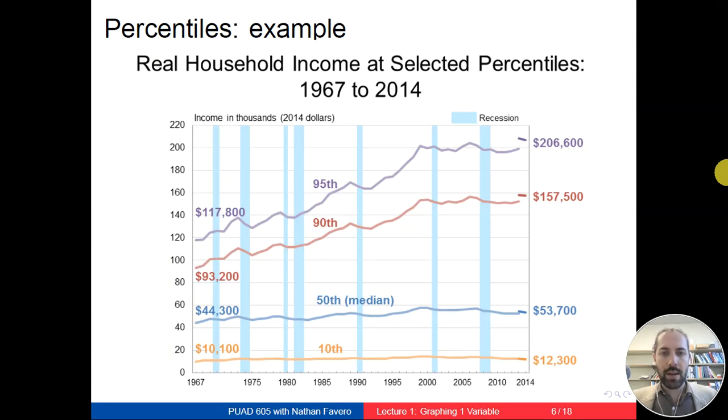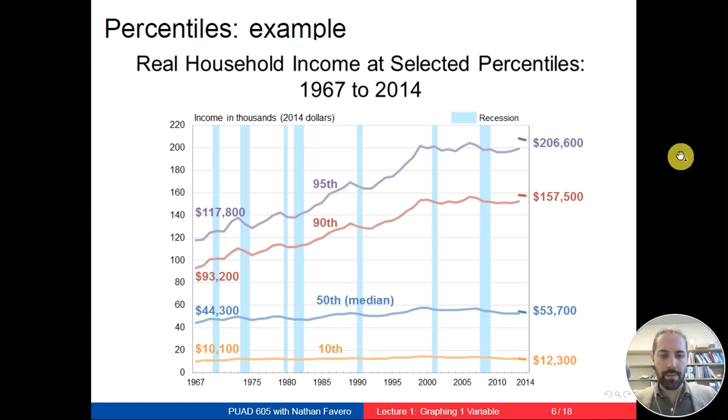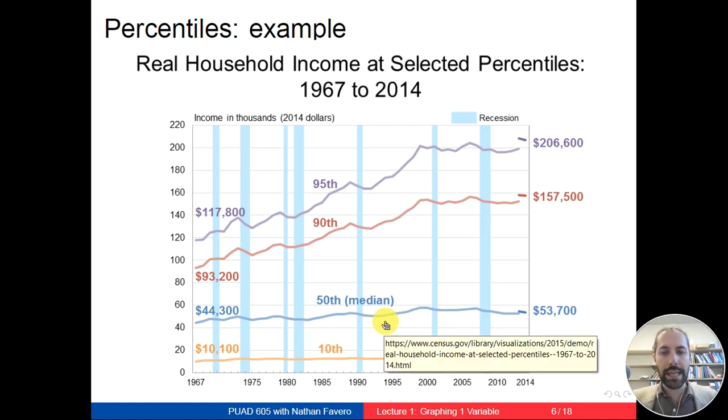This is a graph that comes from the Census Bureau, and it is reporting, until several years ago now, how household income has changed over time at different percentiles. So let's start with the 50th percentile, which is also called the median, as we'll talk about in more detail later. One way we can interpret the 50th percentile is that it's just kind of the typical household, right? 50% of the population earns more than the median, and 50% of the population earns less than the median. So it's kind of a typical point.